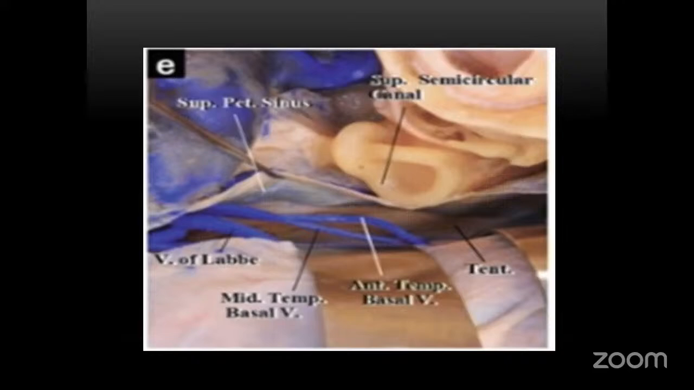You are very clever, Dr. Mustafa. You will be a good surgeon and a good academician as well. Thank you. So you have seen all the structures in front of this one. You are right. This is the anterior temporal basilar vein, this is the middle temporal basilar vein, and this is the vein of Labbe. You have to be very clear when you are addressing the temporal lobe.